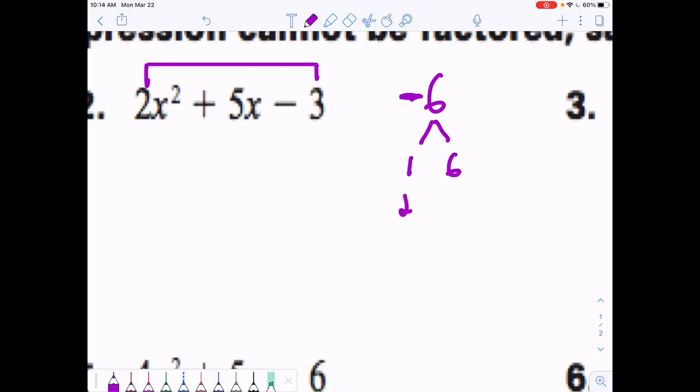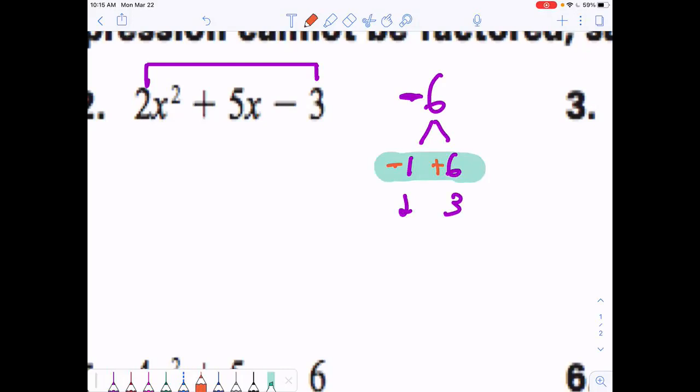Good. Now, looking at this sign, we know that one goes to a negative. So what do we know about the two signs? That they're going to be the same or different? Opposite. So which one of these has a difference of a +5? You got it. -1, +6. At home, any questions about how we got that -1 and +6?